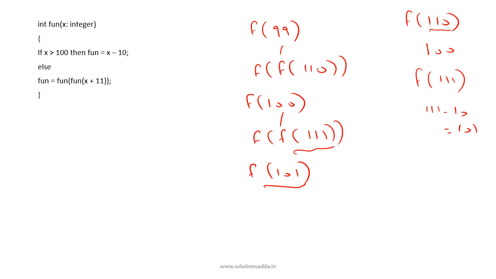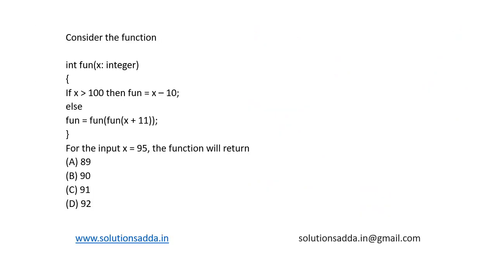Upon calling 101, what happens is 101 is greater than 100. We get 101 minus 10, which is equal to 91. So this would return a value of 91. Let's see if it is present in the options. Yes, option C 91 is the correct answer here.